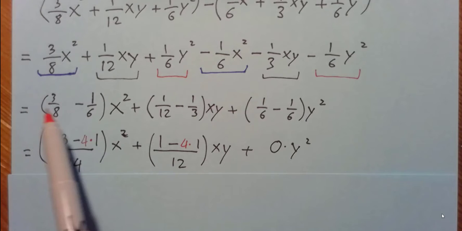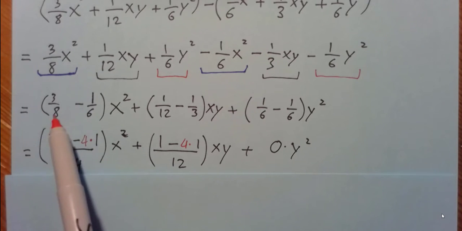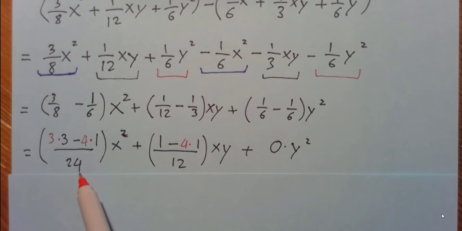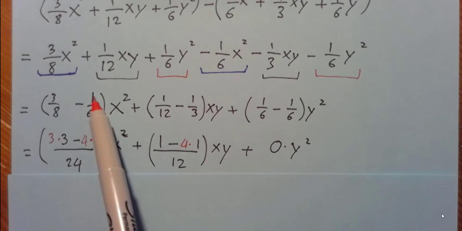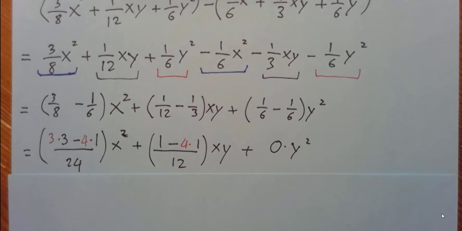Now, for these two fractions, 8 and 6, the LCD should be 24. 8 times 3 gives me 24, therefore 3 times 3 on the top. 6 times 4 gives me 24, therefore number 1 on the top needs to be times 4. Right? We need to make the LCD for these two fractions.